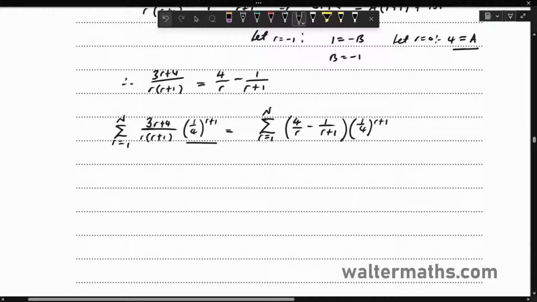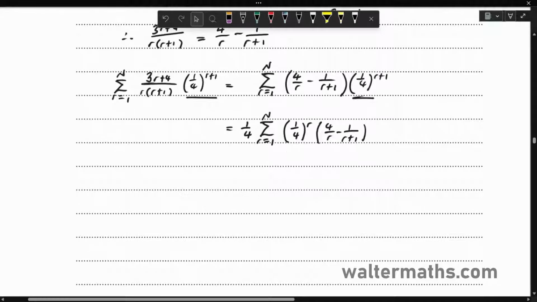Now what I'm going to do is I'm going to factor out a quarter from here. So a quarter outside, and we have from r is equal to 1 up to n, and I'll have this, which is a quarter to the power of r of 4 over r minus 1 over r plus 1. Okay, so I'm going to now employ the method of differences. So I'm going to say this is equal to a quarter of, now when r is equal to 1, we'll be having a quarter of 4 over 1 minus 1 over 2.